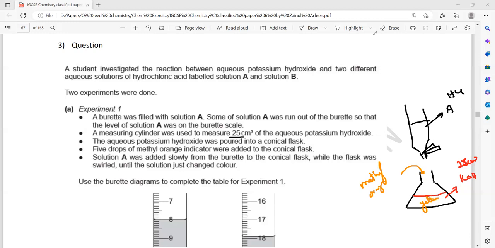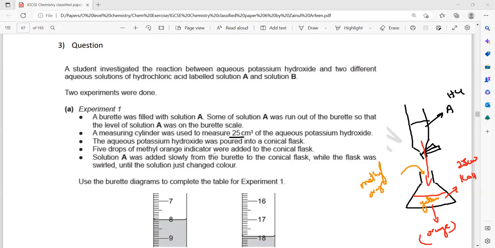But when we add an acid, when we add hydrochloric acid, neutralization occurs and it becomes orange. So it will turn from yellow to orange. So the initial color is due to the alkali and the final color is due to the acid. Because initially in the conical flask, we have an alkali and then we are adding an acid.